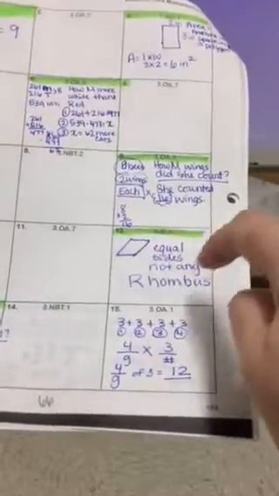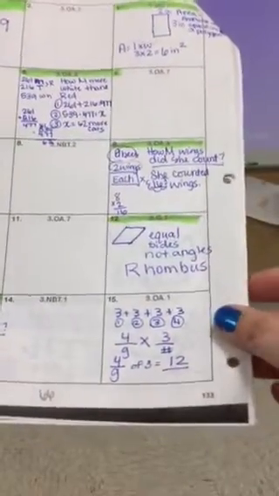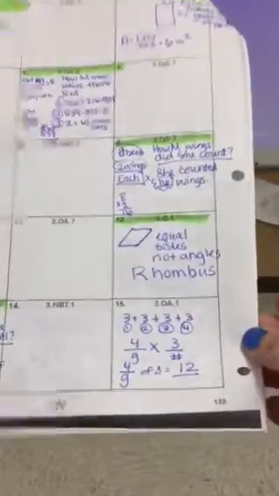This was asking them to find a rhombus. Rhombuses do have equal sides, not equal angles.